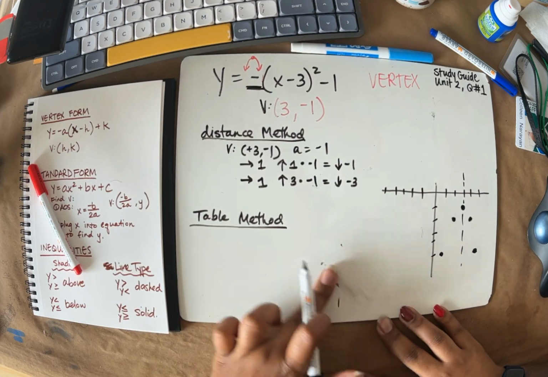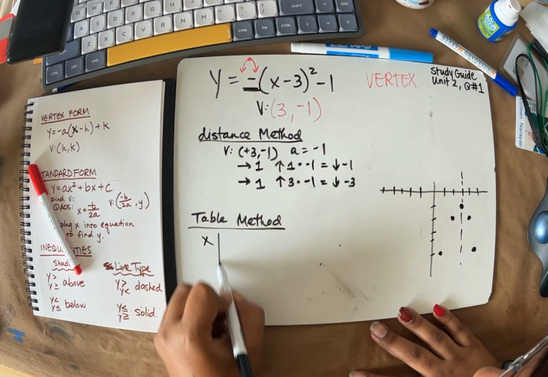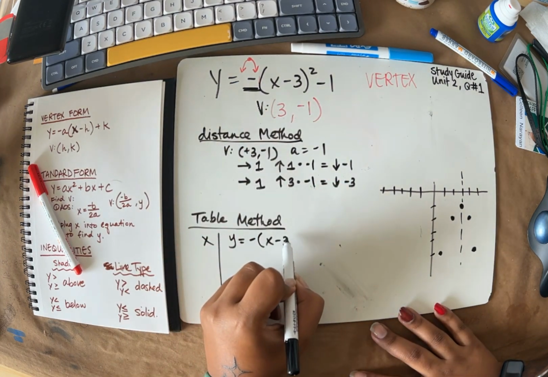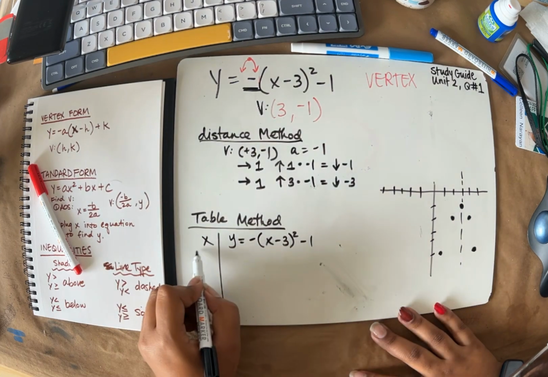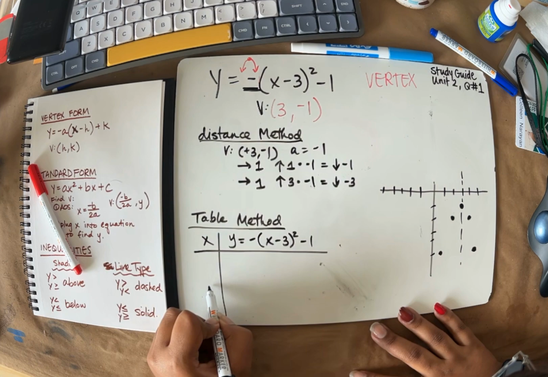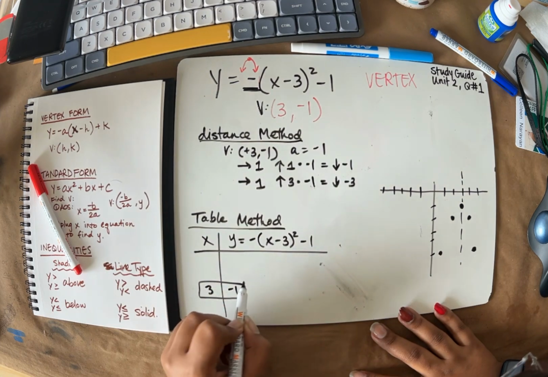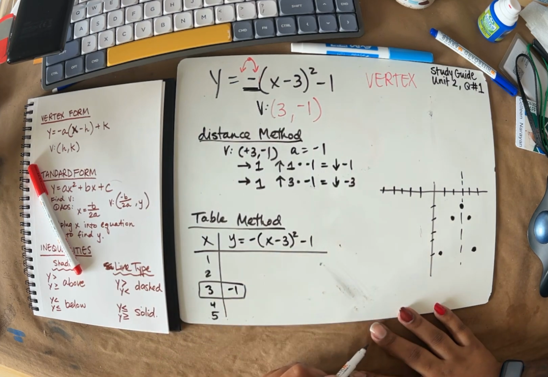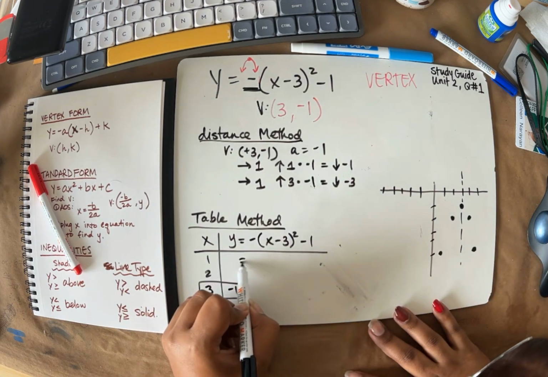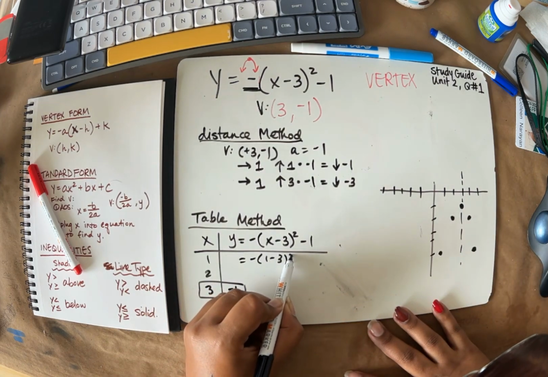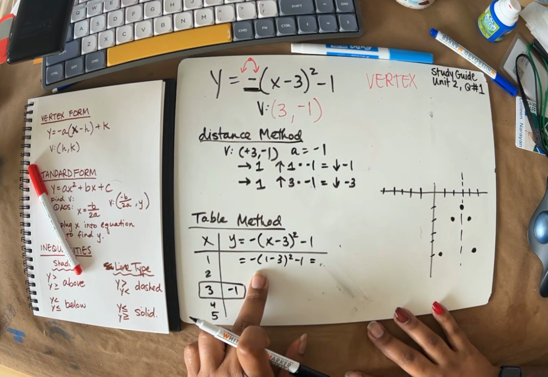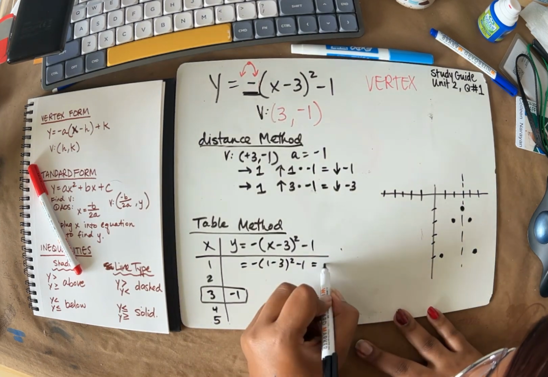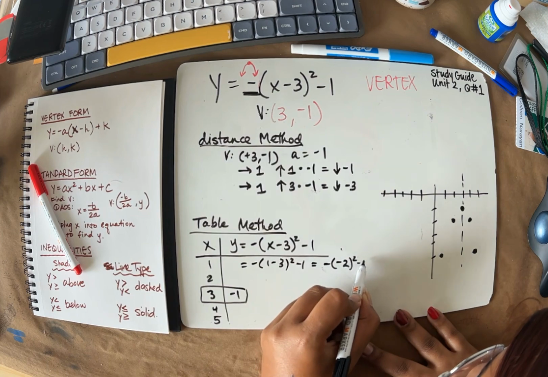If we look at our table method, we have our x comma y. Our y is our equation, so I have -(x - 3) squared minus 1. And always our vertex goes in the middle. I have 3 comma -1. I have 2 and 1 behind my 3. I have 4 and 5 in front of my 3. And then when I plug in 1, it is -(1 - 3) squared minus 1. So it's negative times whatever's happening to my exponent. My exponent is -2. So I have negative times -2 squared minus 1.